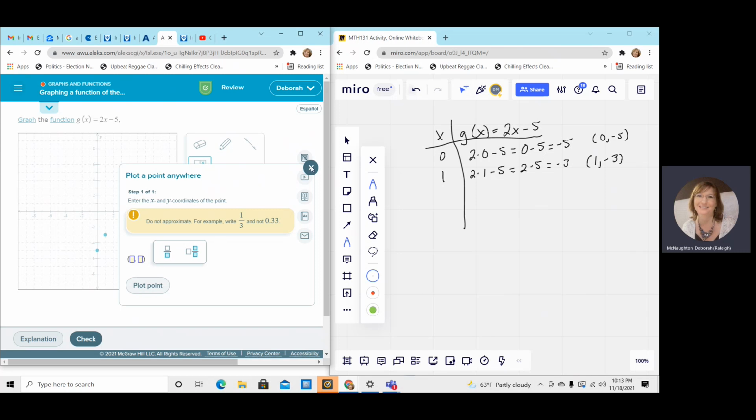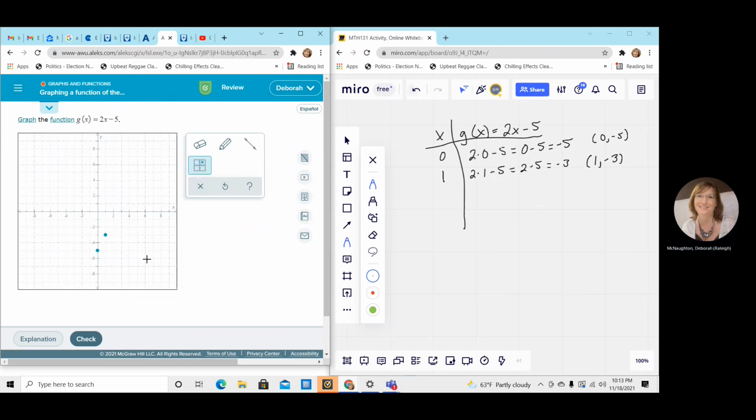Okay. And then I can close out of this. Huh. Did I do something wrong? Why can't I close out of it? Can't make this go away. That's so weird. There we go. I had to hit escape.